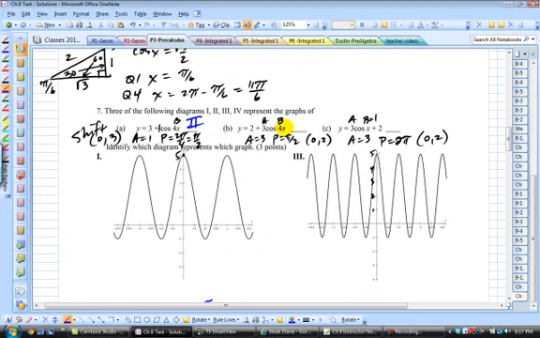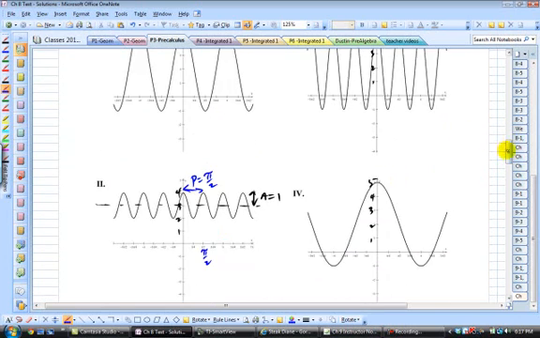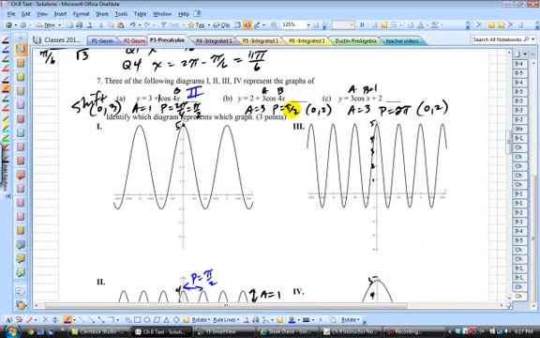Now here, if you enter in 0, 4 times 0 is 0, cosine of 0 is 1, times 3 is 3, plus 2 is 5. So 0, 5 is on this graph. So it could be 1, 3, or 4. So now we got to look at the period of pi halves.